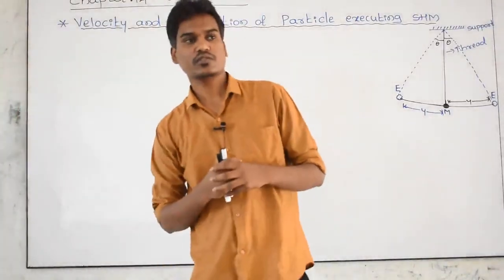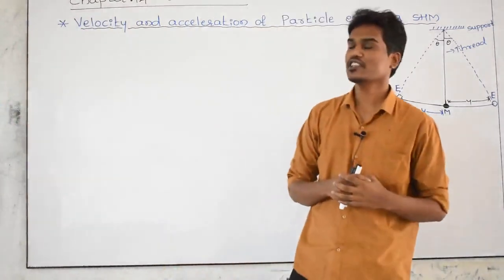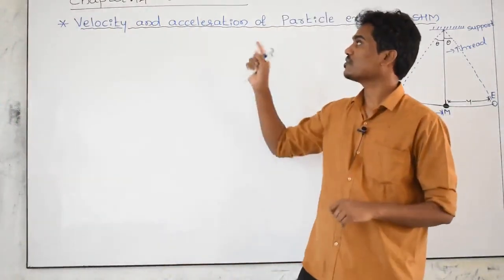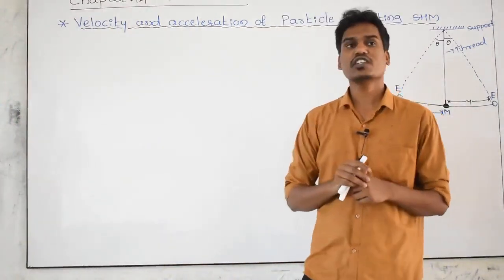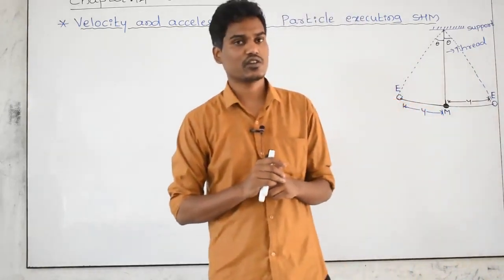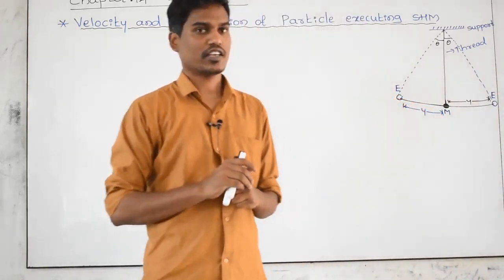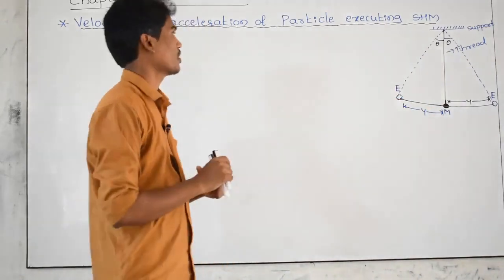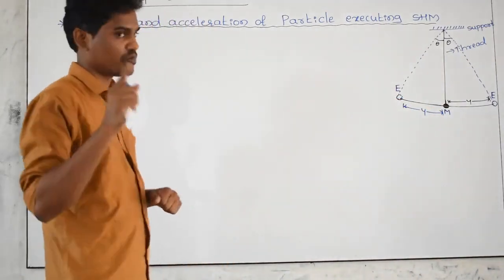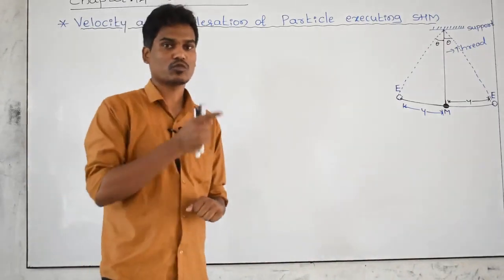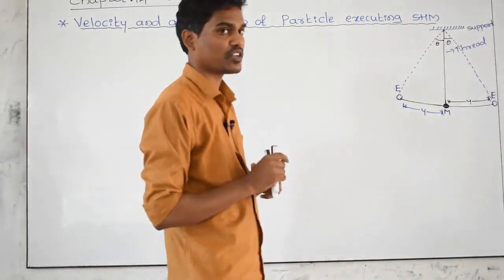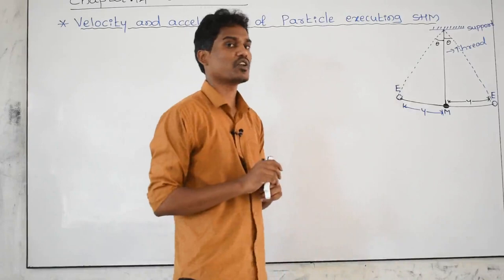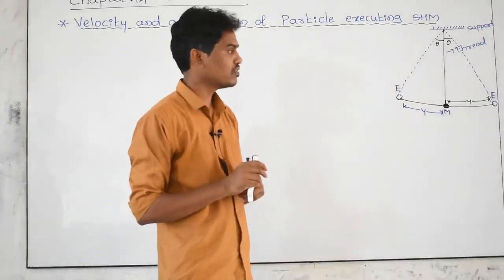Good morning, students. Today we'll discuss the concept of velocity and acceleration of a particle executing simple harmonic motion. Whenever an object is in simple harmonic motion, as shown in the diagram, for example, the oscillation of a simple pendulum, I have taken the example.